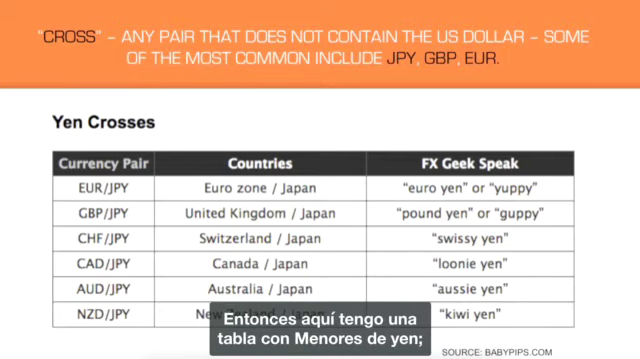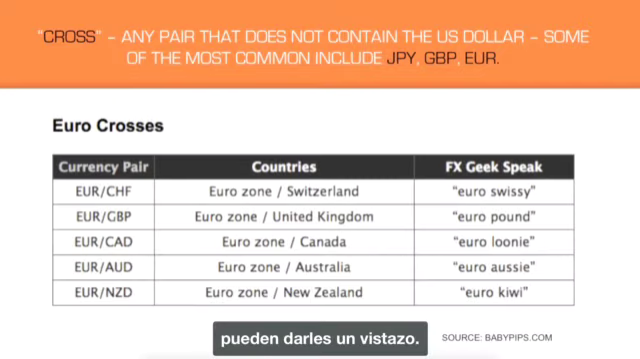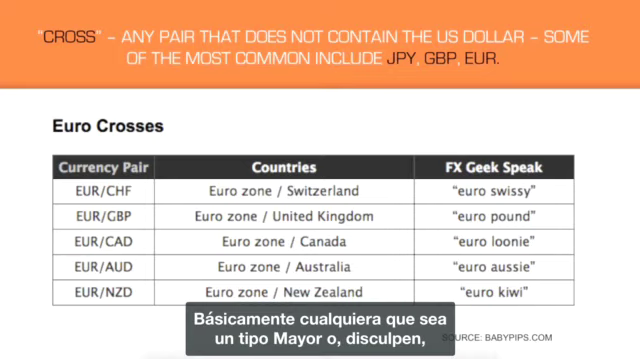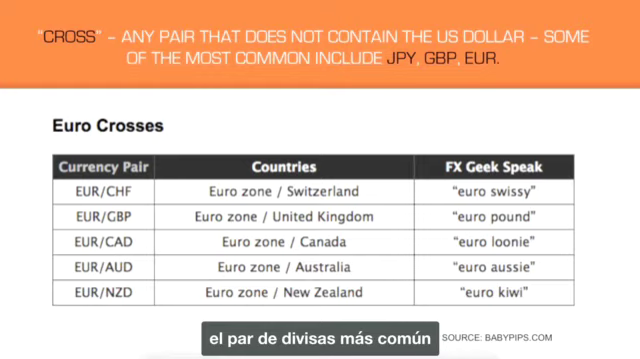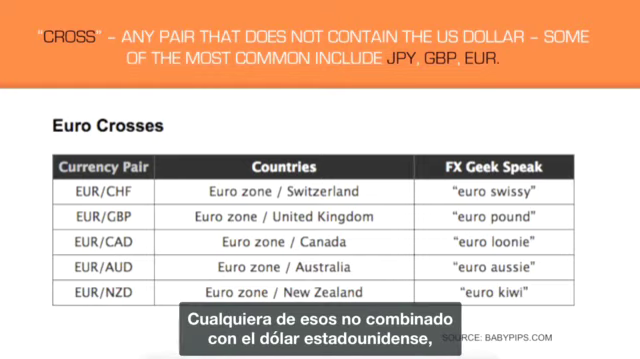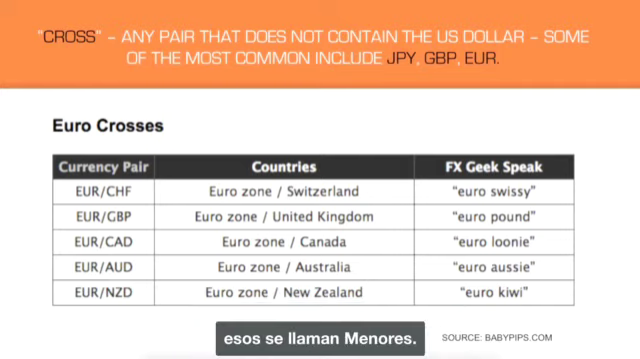So I have a table here with the yen crosses. You can take a look at them. You can feel free to pause the video. I'm going to keep on moving. And then you've got the pound and you've got the euro. And there's others. Basically, anything that is a major type, or the most common currency pairs that I had talked about earlier, any of those that are not paired with the US dollar, those are called crosses.